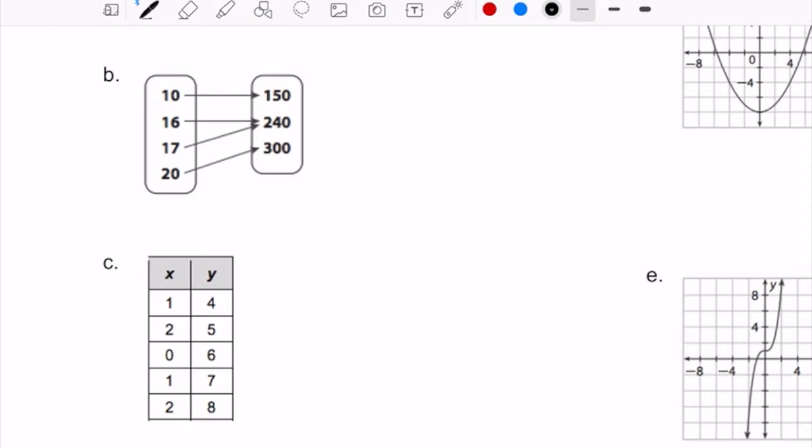Here in the next example for B, looking at the 16 and the 17, you might notice that the 16 pairs with 240 and the 17 pairs with 240, but that's fine. You can have different x's going to the same y. You just can't have the same x going to different y's. And so for B, we would determine that the answer is yes, this is a function.